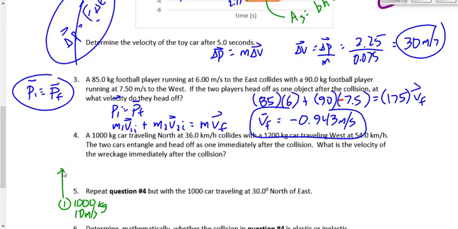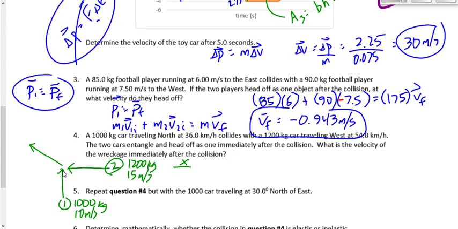We got another one that's going to the west. Call that car number 2. It's 1,200 kilograms, and it's got a velocity of 54 kilometers per hour, which in meters per second is 15 meters per second. How do we do that conversion, by the way? 54 kilometers per hour to meters per second? Good, divide by 3.6. Says they head off as one immediately afterwards. Doesn't really matter if they do or don't. Just makes it one less term if they go off as one object.